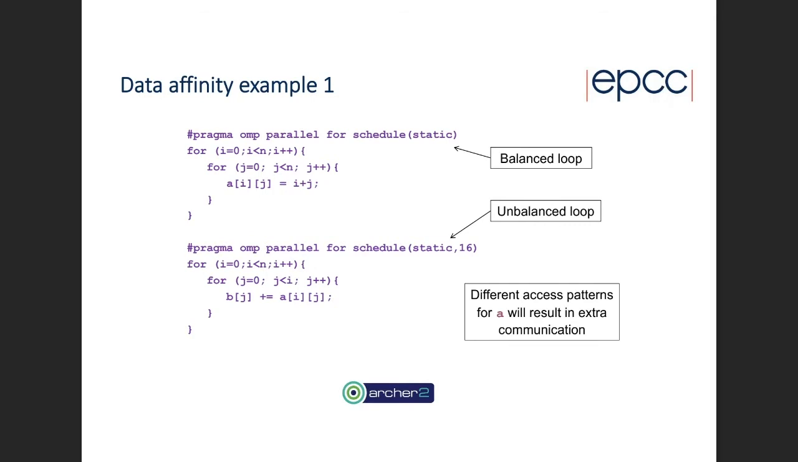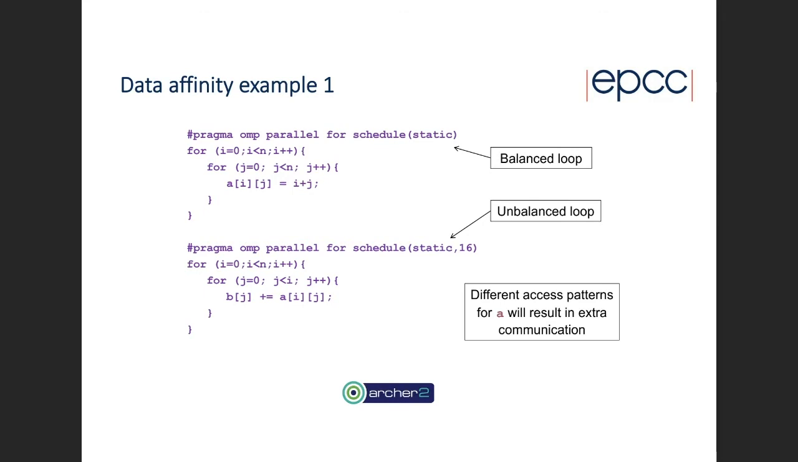But this loop has different indices. The loop bounds for i are still 0 to n, but the loop bounds for j are also 0 to n. That means it's a balanced loop, so we don't have to worry about any load imbalance. We can just use a plain old static schedule, which just divides the loop iterations up in blocks and gives one block to every thread.